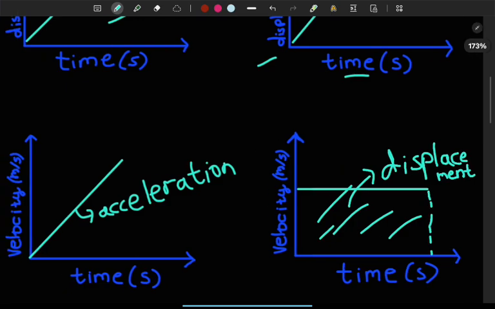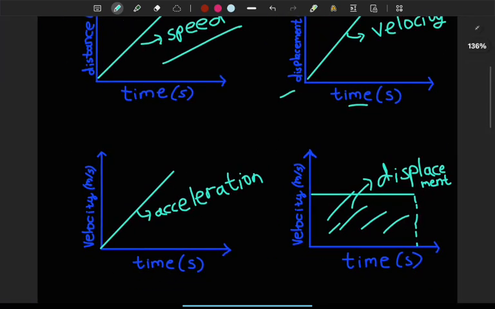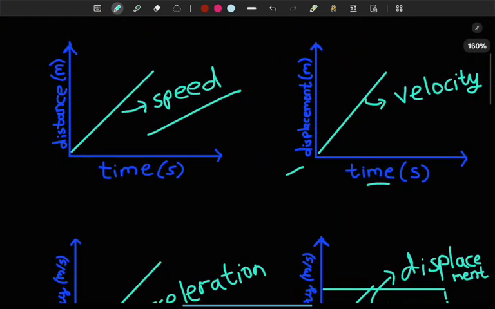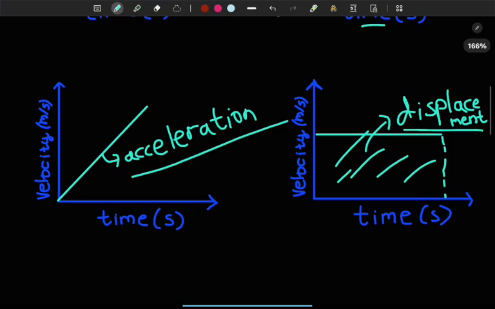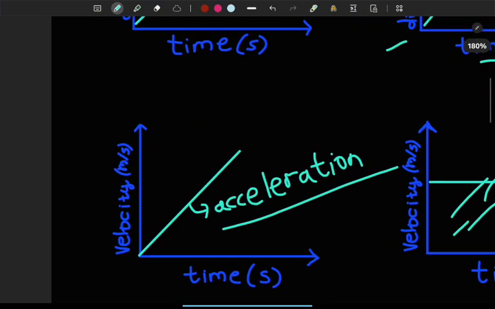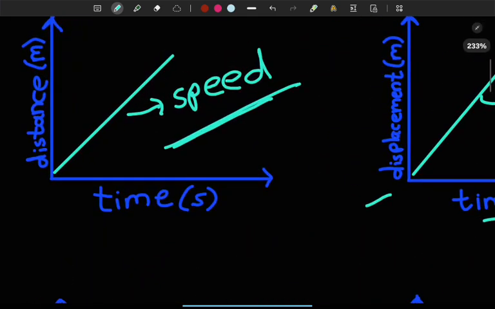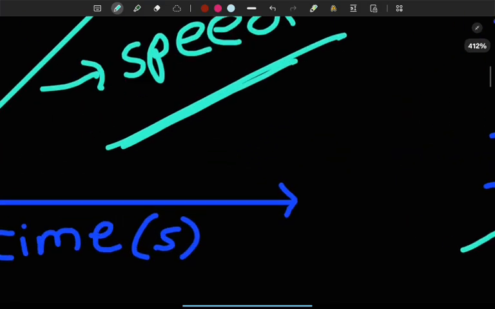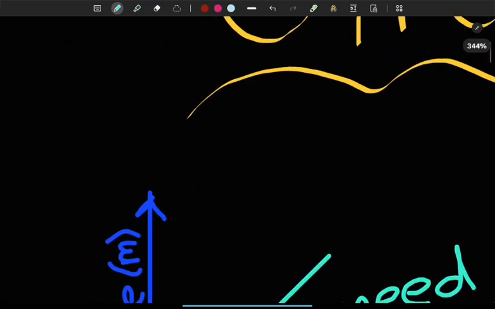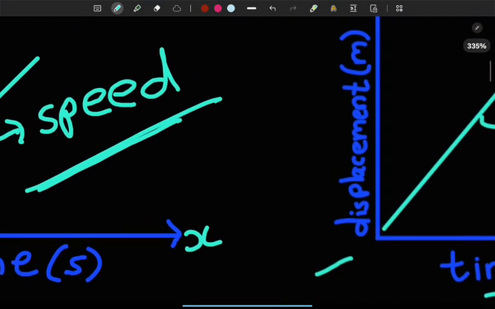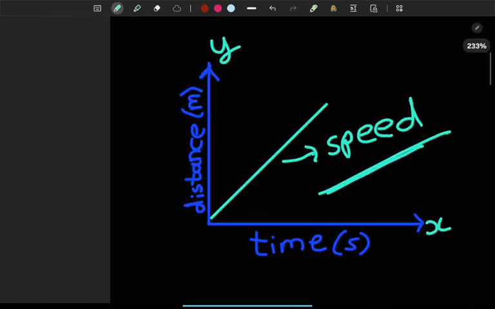Okay, now let us get to know how I can say that the slope gives the speed here, the slope gives velocity here, the slope gives acceleration here, and here, not the slope, the area under it gives displacement. So first we need to know about graphs. This is called the x-axis and this is called the y-axis. Okay, so let's talk about here.